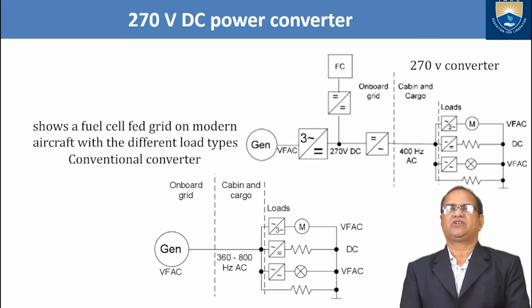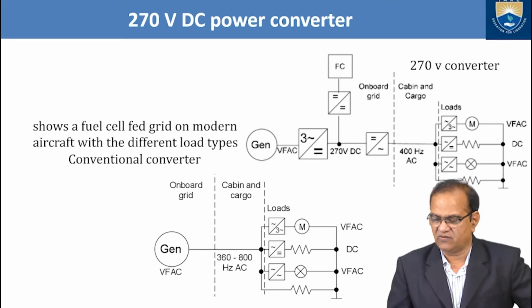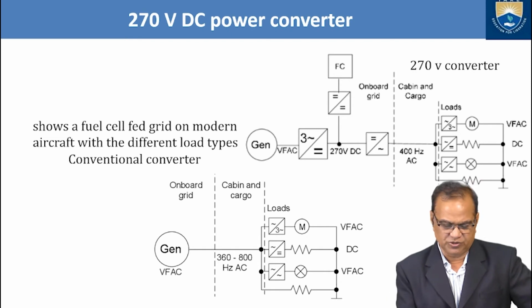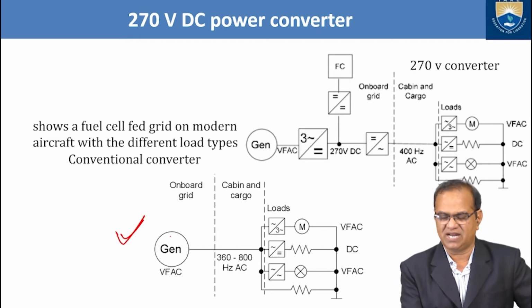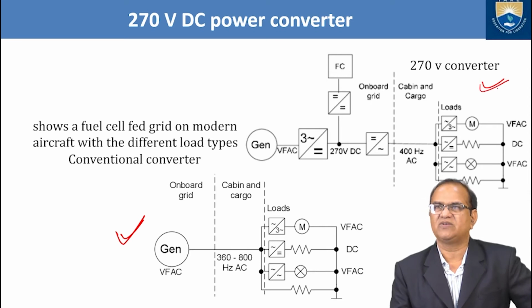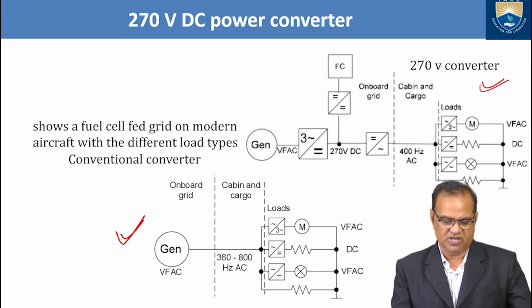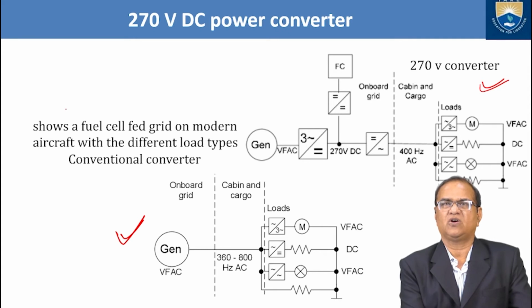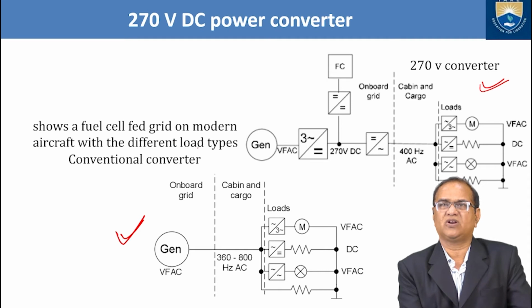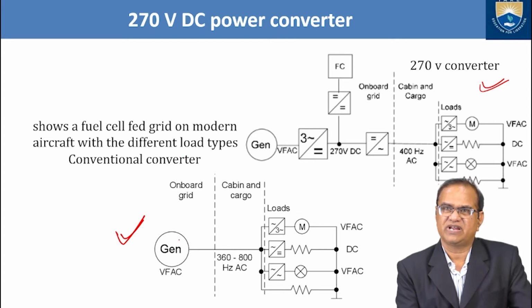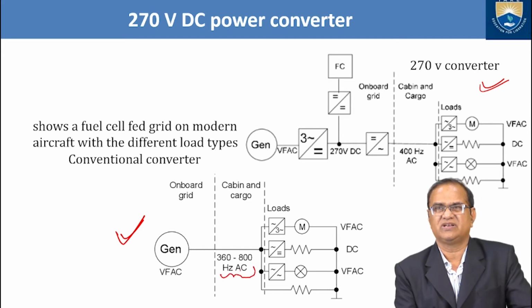Now we should see how the 270 volt DC power converter is converted. This is the case of a conventional converter, and this is the 270 volt DC converter. This shows a fully fed grid on modern aircraft with different load types. This is the conventional converter, and if you see here, this is the generator, onboard grid, cabin and the cargo. It supplies 360 to 800 hertz.